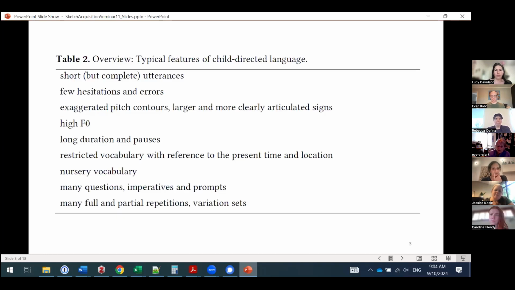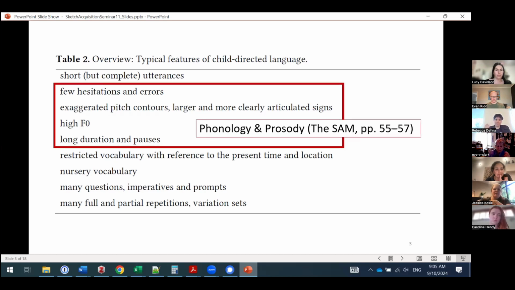And so many languages have a register of child-directed language, which is commonly characterized by features such as these, and many of these relate to the phonology or prosody, the way that the language sounds or looks. So, particular things like few hesitations and errors, more exaggerated contours, and high pitch, and long duration and pauses.